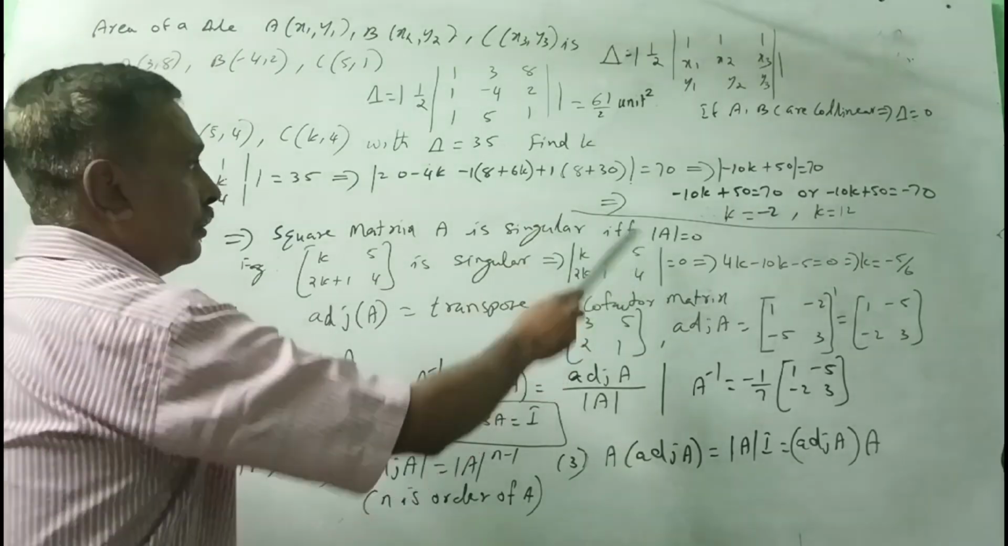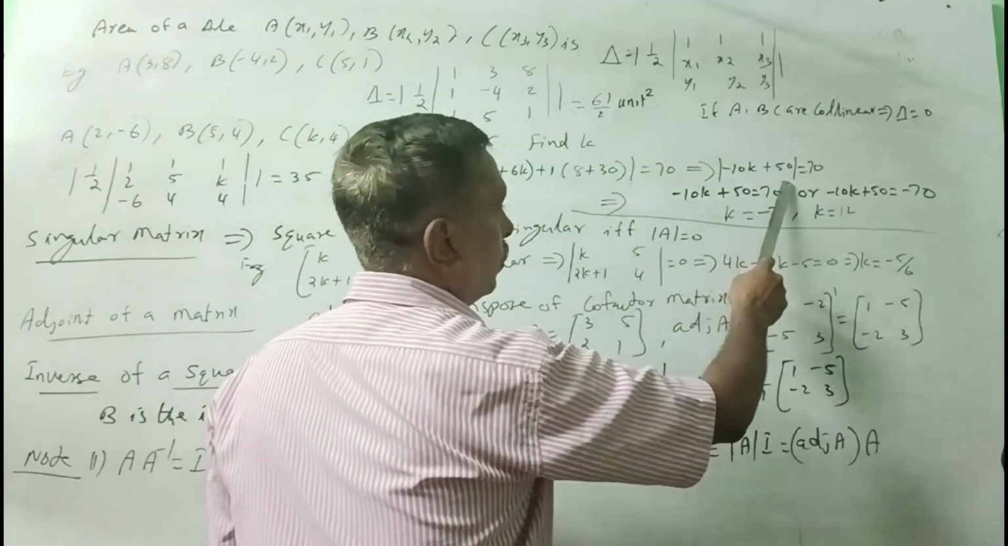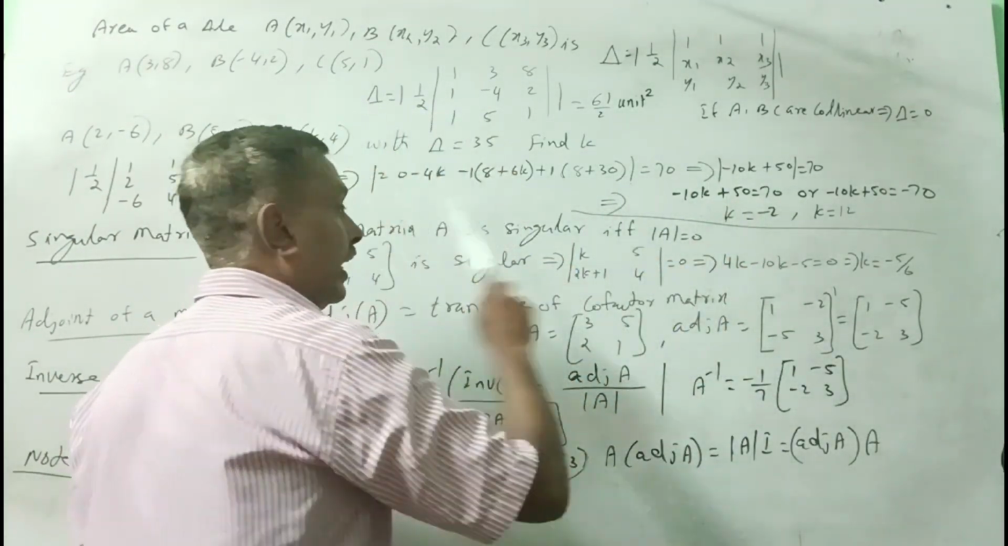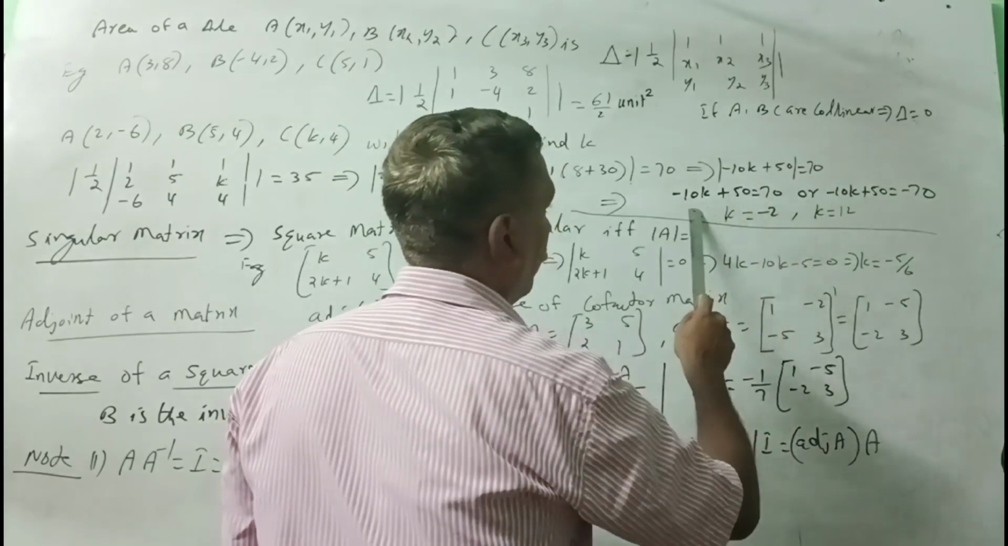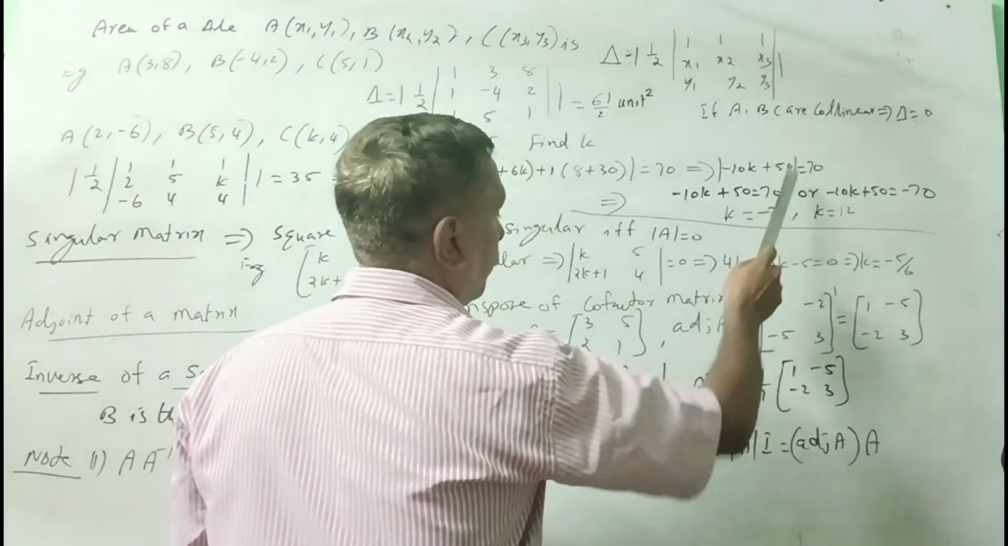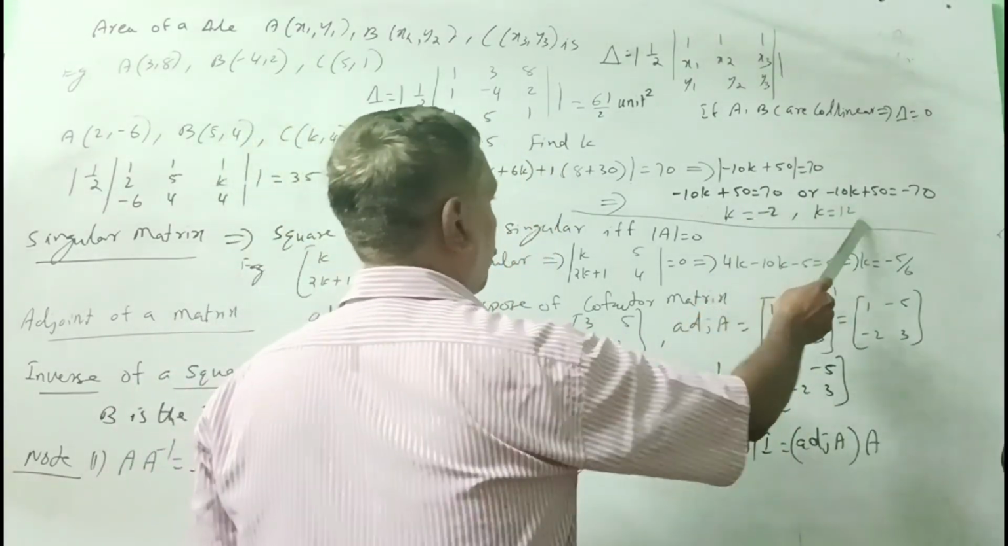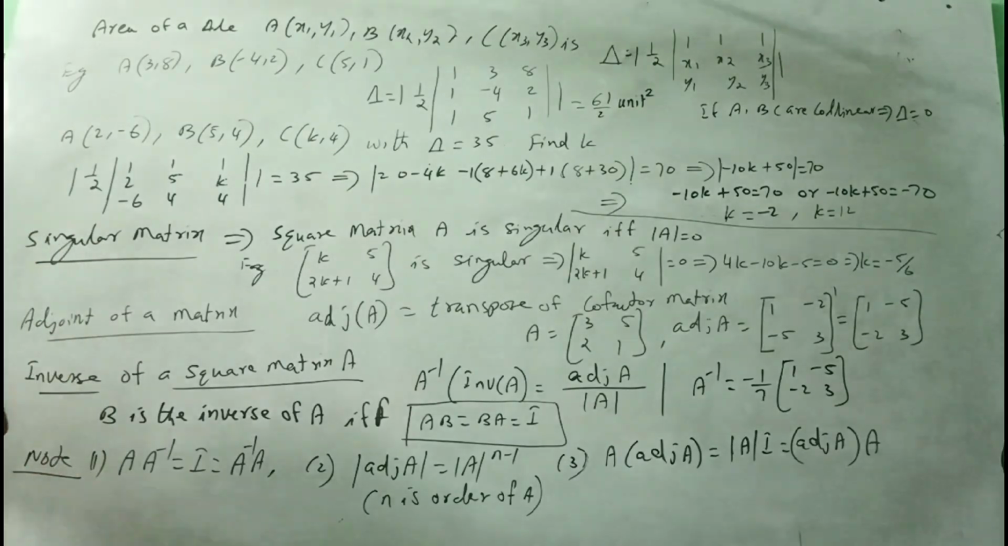That is written. Simplifying, we get a modulus of this. Modulus is because of area. Area cannot be negative. So there are two possibilities when you are removing modulus. k equal to minus 2 or 2, values are coming.